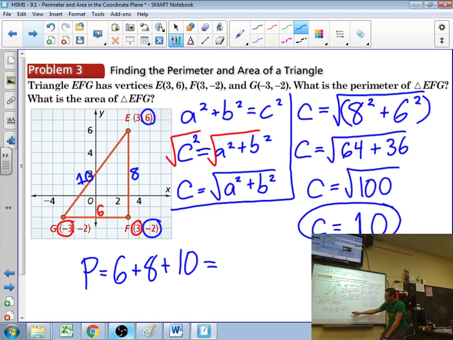I know it. So then 10 plus 8 is 18, plus another 6 is 24. I don't have any units, so I'm just going to say units for my length.